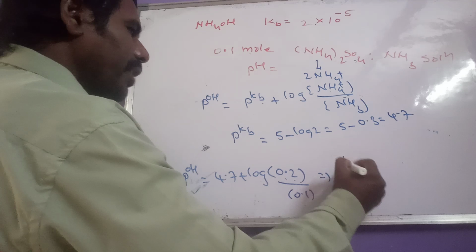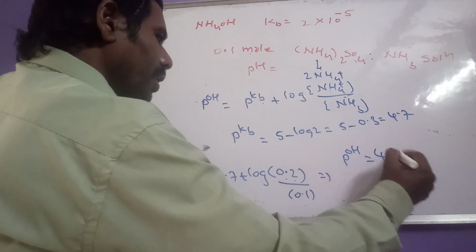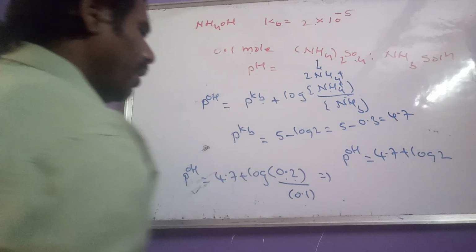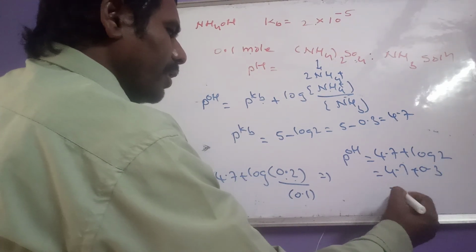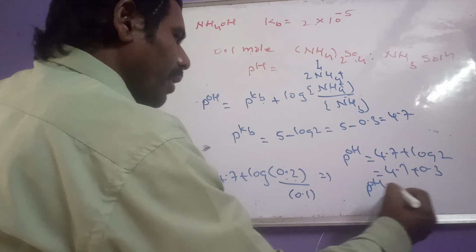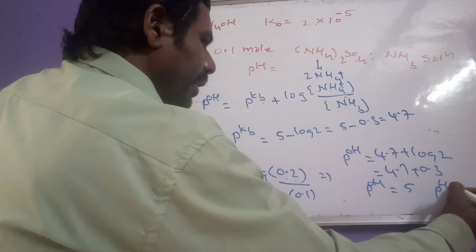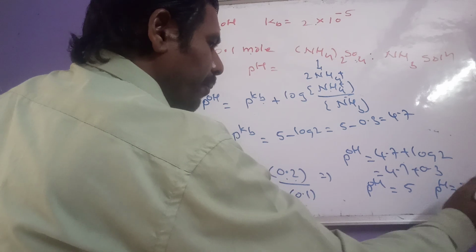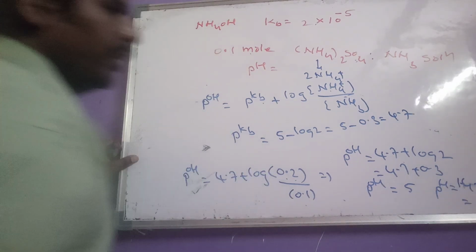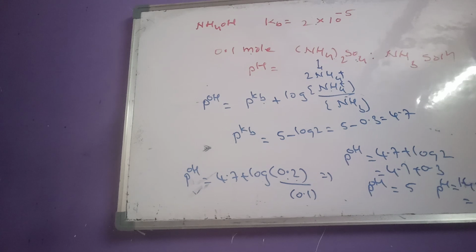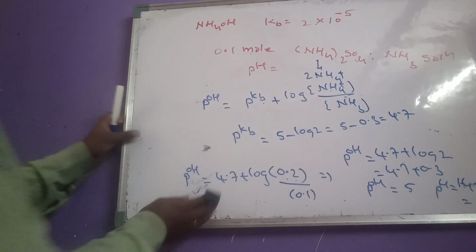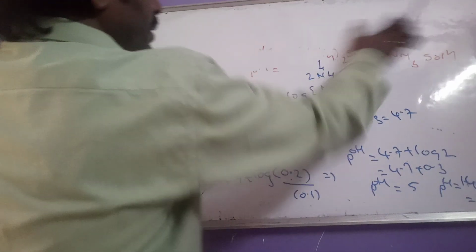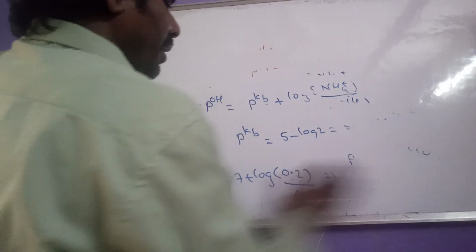So upon calculation, pOH equals 4.7 plus log 2. The log 2 value we know is 0.3010. Therefore pOH equals 5. That means pH equals what? 14 minus 5. So you can get the answer here: 9. So this is the calculation of pH for a basic buffer. Okay, this is one question. Now another type of question they also give here.